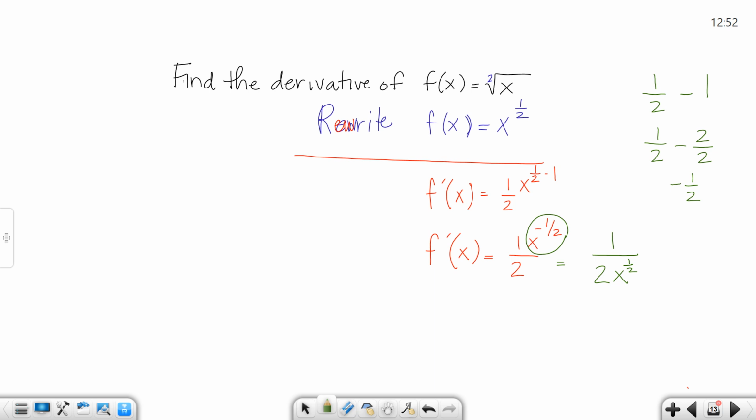Now you're welcome to write it that way, but you might have also seen the problem written this way, because remember, x to the 1/2 is just a radical. Either one of these answers is correct.